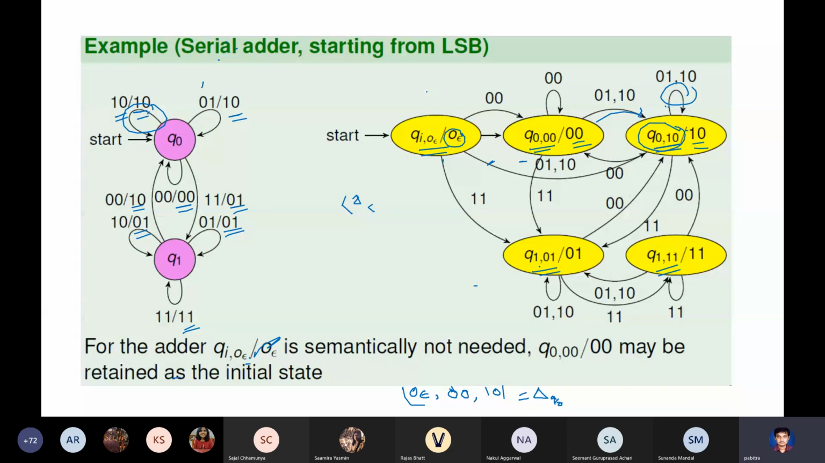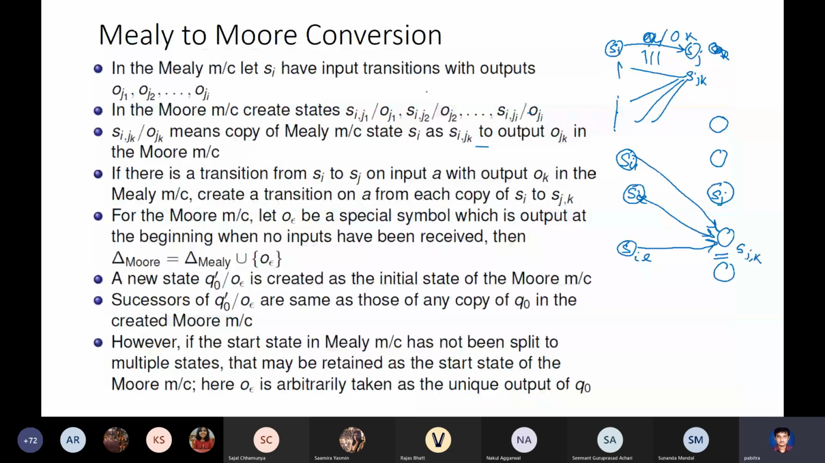The successors of this new state are the same as those of any copy of Q naught. So for all copies of Q naught, if Q naught is split, whatever outgoing successors you have, the same successors will be there for Q naught prime also. You need not do all this if the start state is not split. If the start state is not split in this conversion process, then you need not do all these things.